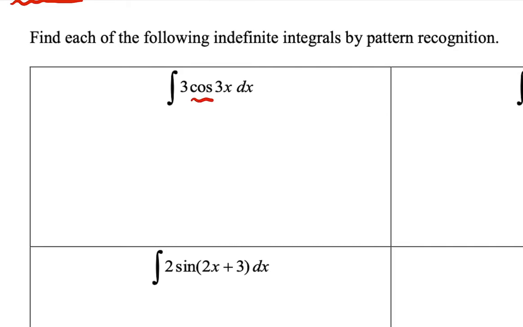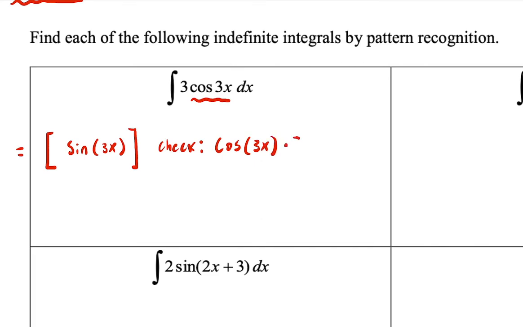I see this part right here, this cosine of 3x. And what I see is there is only one thing in the entire world that I can take the derivative of and get the cosine of 3x, and that's the sine of 3x. So this is my first guess. I guess that that's the answer, and I check by taking the derivative of the sine of 3x. The derivative of the sine of 3x is the cosine of 3x, chain rule, times 3. So I don't have to fix anything. This one actually worked out correctly.